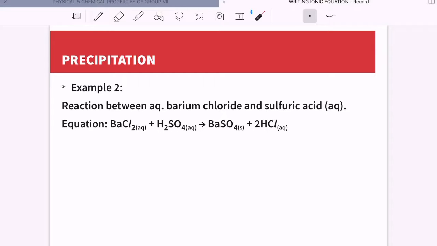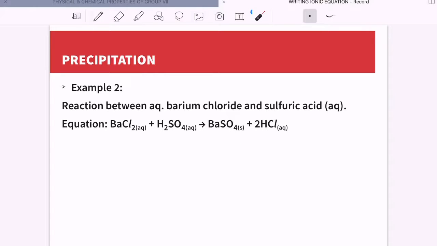Another precipitation reaction is this reaction between aqueous barium chloride and sulfuric acid. So here's the equation. Make sure the equation is balanced after you have written it down. Label which is the aqueous solution and which is the solid product. So as you know, this should be the precipitate, BaSO4.